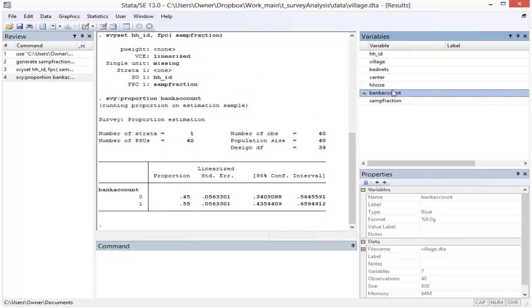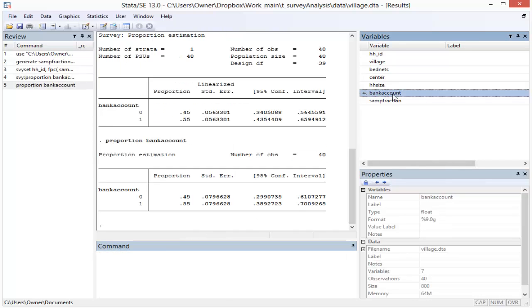This output shows that 55% of households in the village have a bank account, with a 95% confidence interval of 44 to 70%. What would the variance estimate be if we did not apply the finite population correction factor? Let us look. Without the finite population correction factor, the 95% confidence interval is wider, ranging from 39 to 70%. This is because Stata assumed that our sample of 40 households was selected from an infinitely large population.